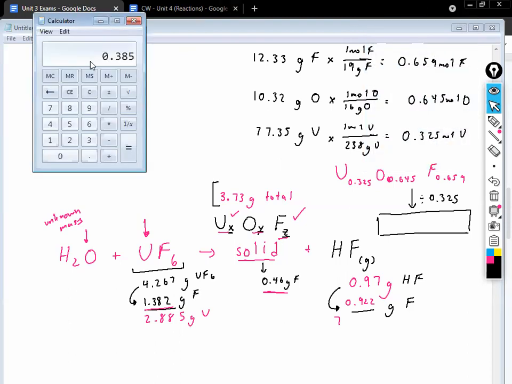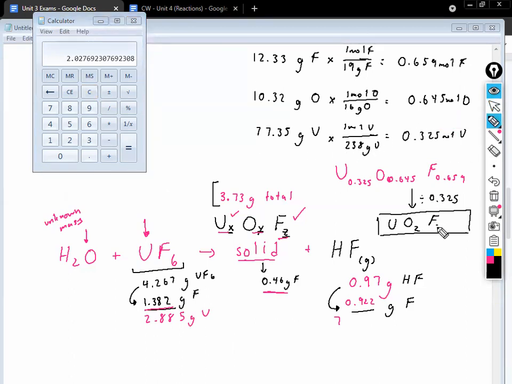Okay, so let's solve it out, guys. The smallest number is 0.325. If we divide uranium by that, it's just one, so we'll have U1. For the oxygen, we have 0.645 divided by 0.325, that gives us 1.98. What number is that really close to? 2, so it'll be O2. And then for fluorine, we have 0.659 divided by 0.325, and we have 2.02, which is also close to 2.